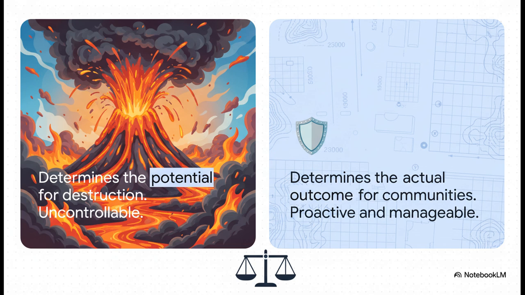A really well-prepared town could face a huge eruption and come out okay, while an unprepared town could be devastated by a much smaller one. So while the magma is the source of the danger, you can argue that human preparedness is the main factor that determines the level of the disaster.